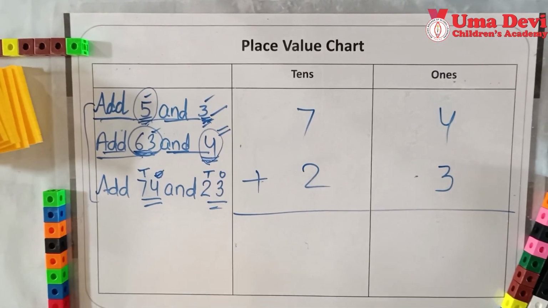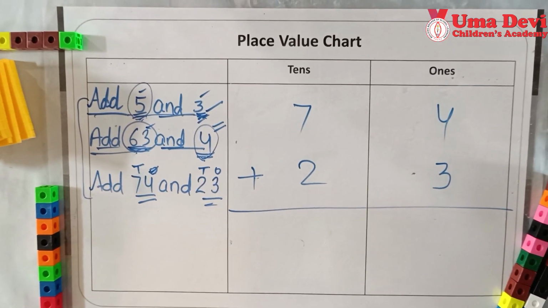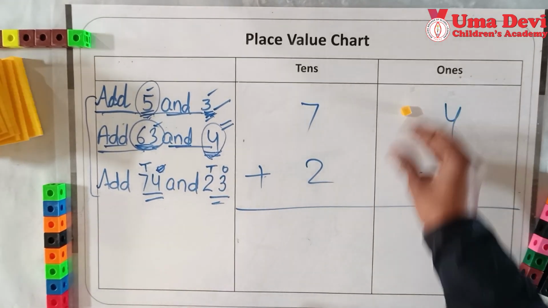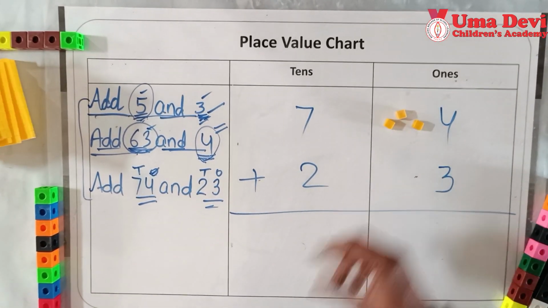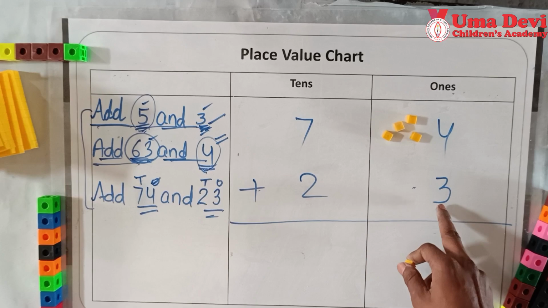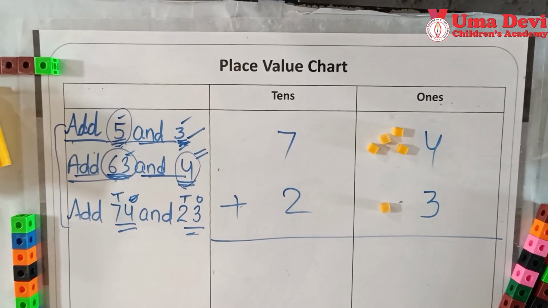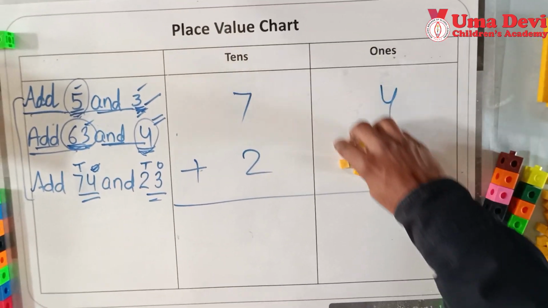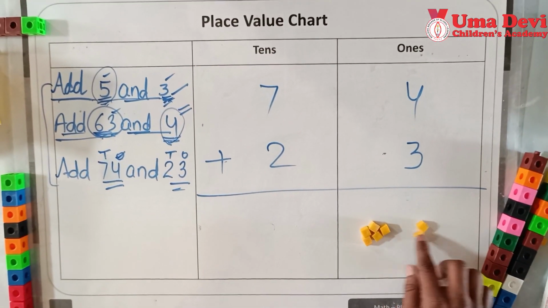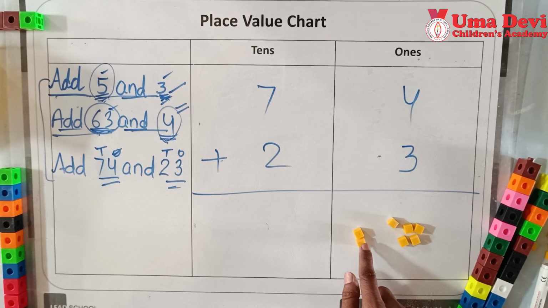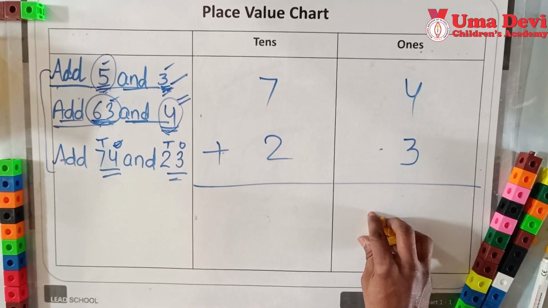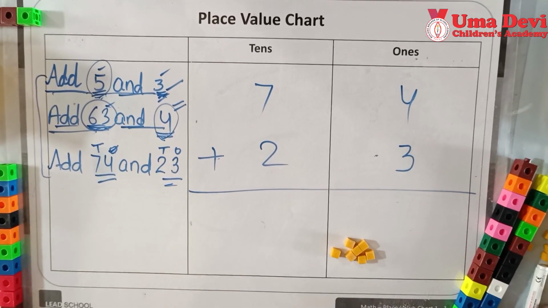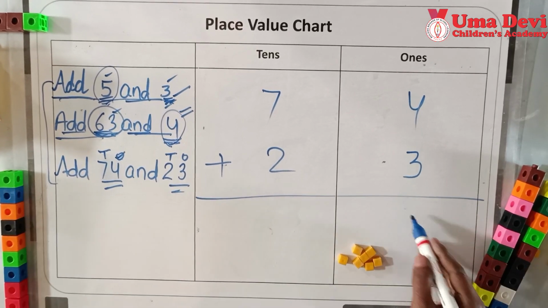So look here, for 4 I am taking here 4 blocks: 1, 2, 3, 4. For this 3 I am taking 3 blocks: 1, 2 and 3. Now add this together. It will be, now count, 1, 2, 3, 4, 5, 6 and 7. So it means when we add 4 and 3 we will get 7.